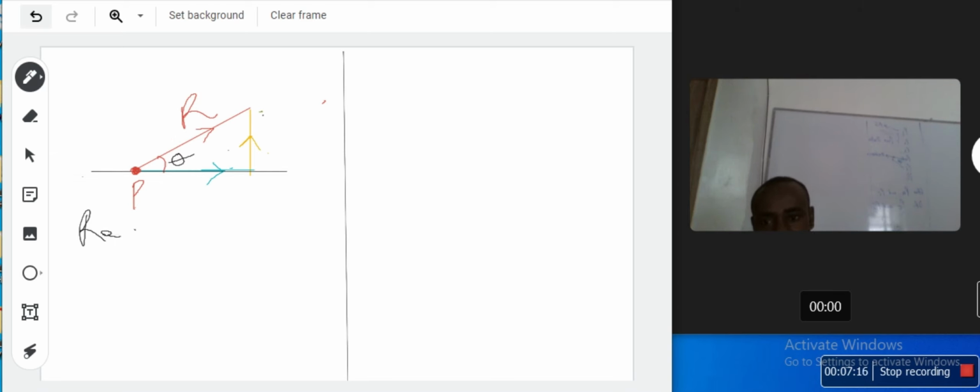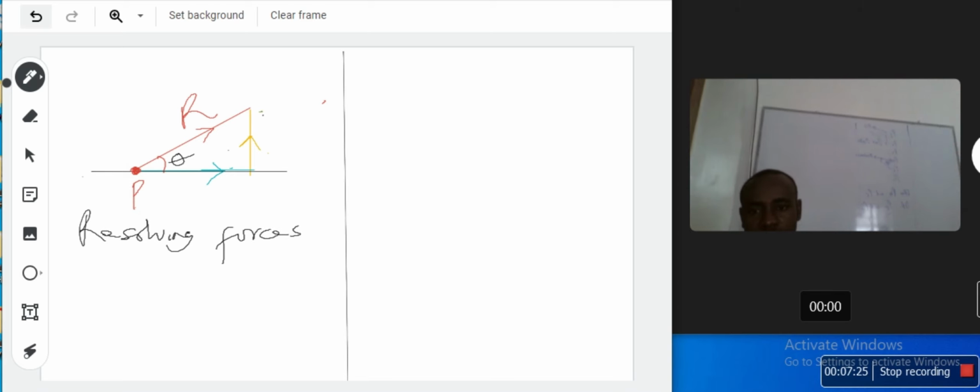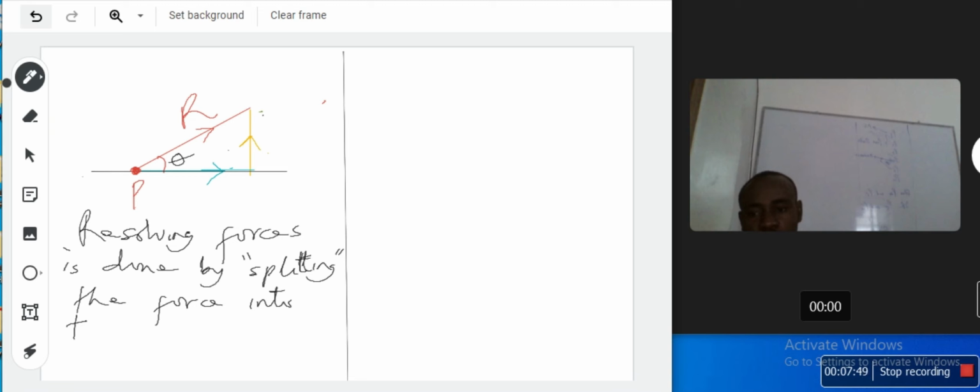Resolving forces is done by splitting, and I'm going to put it in quotation marks. Splitting has double T, am I right? Splitting is what I'm writing, showing on your screen. Okay, splitting the force into two components.